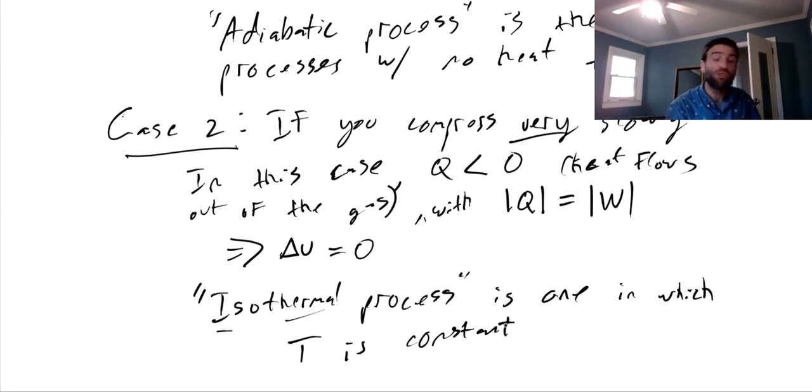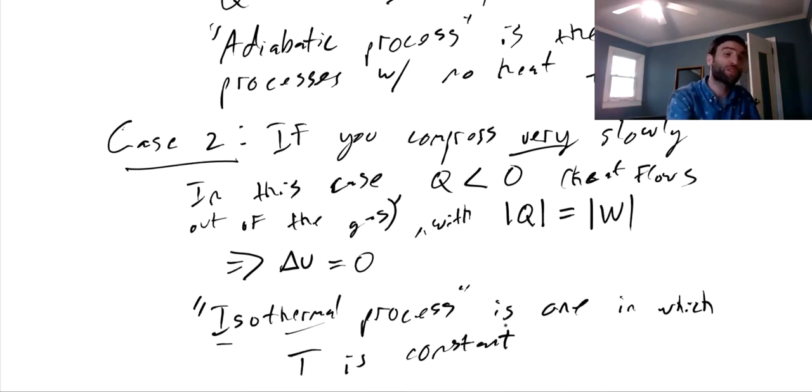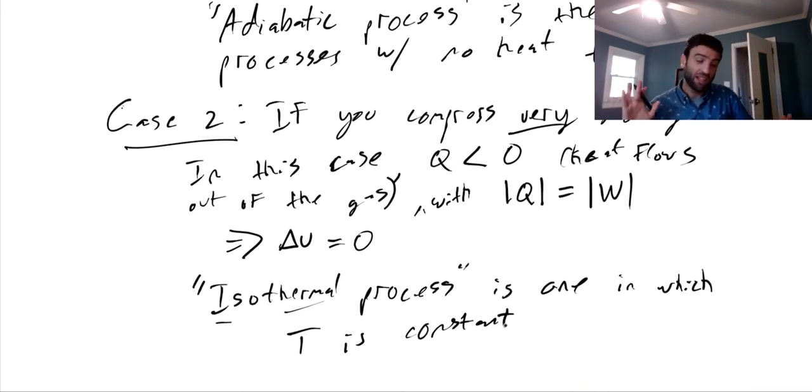And of course, you can have cases in between these things, right? One is the limit where you're doing things so quickly that heat has no time to flow. The other is when you're doing things so slowly that heat can flow to perfectly balance the amount of work you're putting in. And then in between is everything in between.